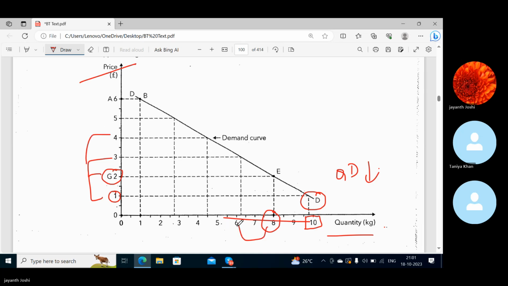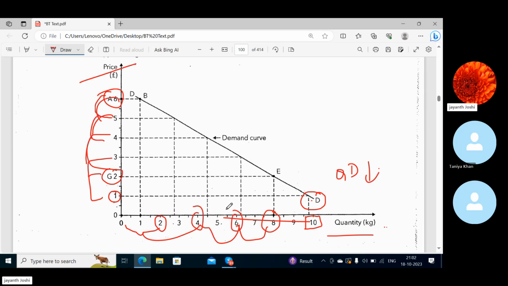4 rupees, maybe 4 kgs, maybe. So I'm just roughly explaining. 5 rupees, maybe 2 kgs. 6 rupees, maybe 1, maybe 0. You don't want anything to buy now. Okay. When the price is the highest, you don't want to buy. When the price is the lowest, you want to buy the highest quantity. Now, when the price is decreasing from 6 to 5, you want to buy 2 kgs. 5 to 4, you want to buy 4 kgs. 4 to 3, you want to buy 6 kgs. 3 to 2, you want to buy 8 kgs. 2 to 1, you want to buy, let's say 10 kgs. And 1 to 0, that is not possible.